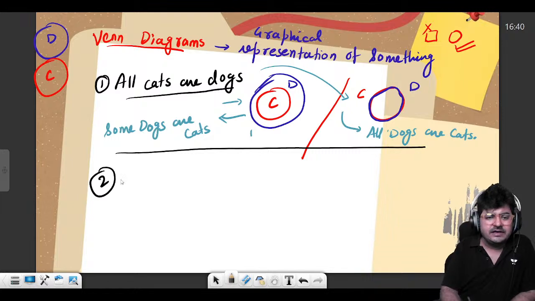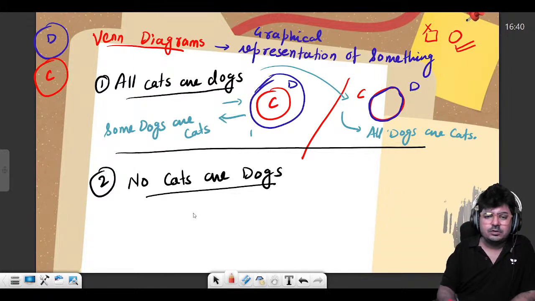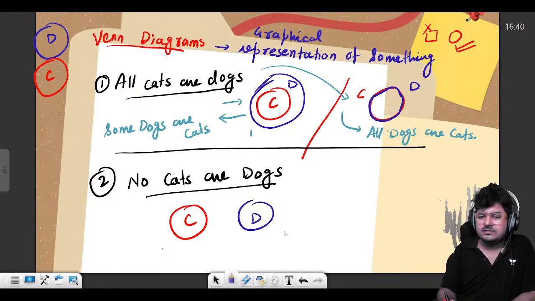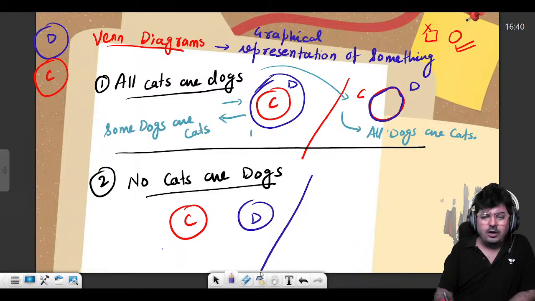Now, the second case. If it is given like no cats are dogs, no cats are dogs. So, cat circle, dog circle, simple. They will be two separate things. Or otherwise, you can draw like this.